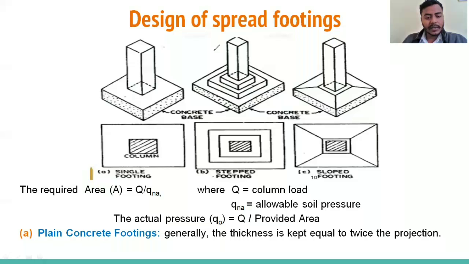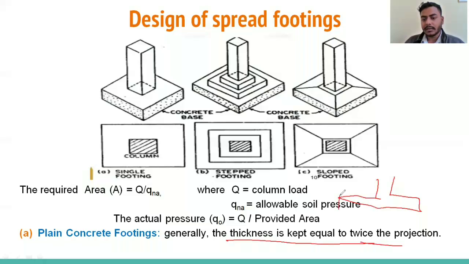Design of plain concrete footing is very similar to the strip concrete footing that we have also seen in the previous lecture. So generally some criteria we keep. Generally the thickness of the footing is twice the projection. So what is the projection? So this is the footing. Okay, so this is the projection, suppose, and we design two-way. So thickness we keep equal to twice the projection, right?